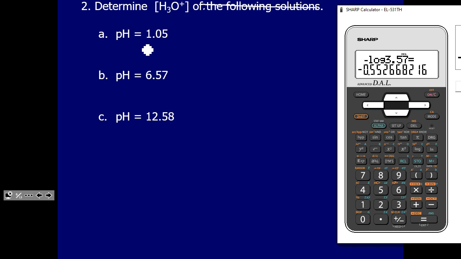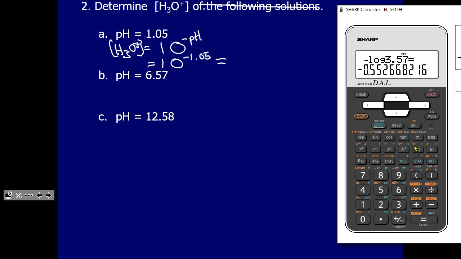Again, I'm going to write it out. H3O+ equals 10 to the negative pH. And again, because I'm doing this first example, I am doing it explicitly. 10 to the negative 1.05. And I'm going to string another equal sign on the back end. I know that's not a good way to do it. I'm going to fire up my calculator and show you how to do it.